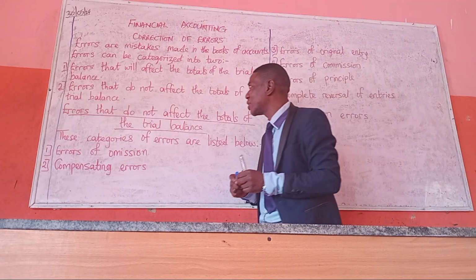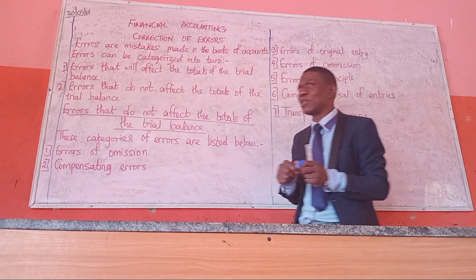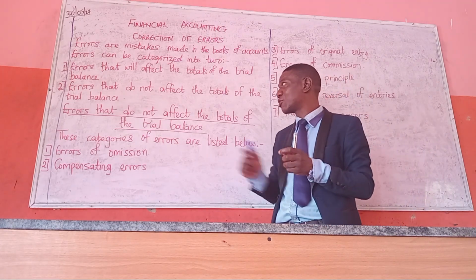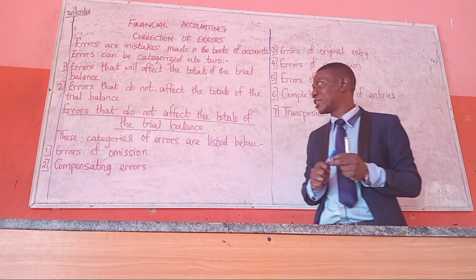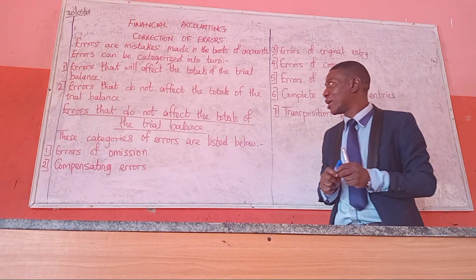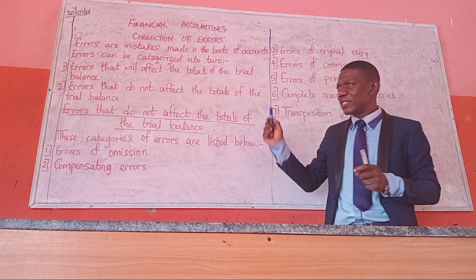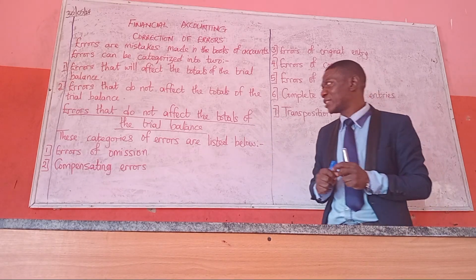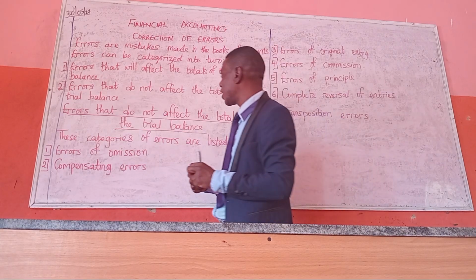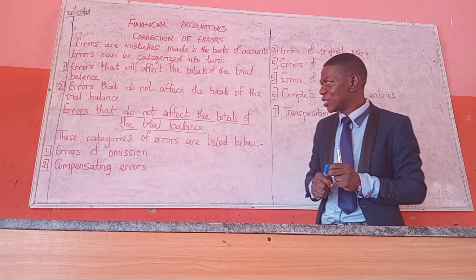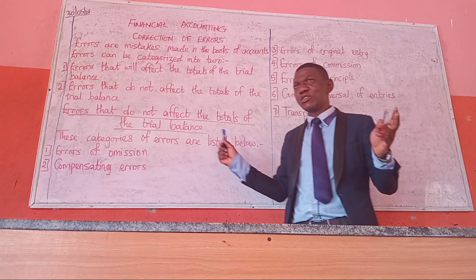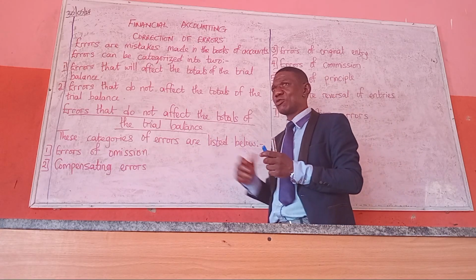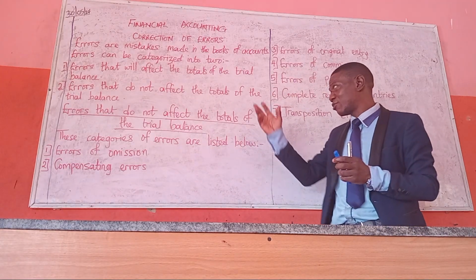Now, as it says, errors are mistakes made in the books of account. Everybody that works every day makes mistakes, and accountants also make mistakes. So errors are mistakes made in the books of accounts. These errors can be categorized into two: errors that will affect the totals of the trial balance, and errors that do not affect the totals of the trial balance. These are the two categories.